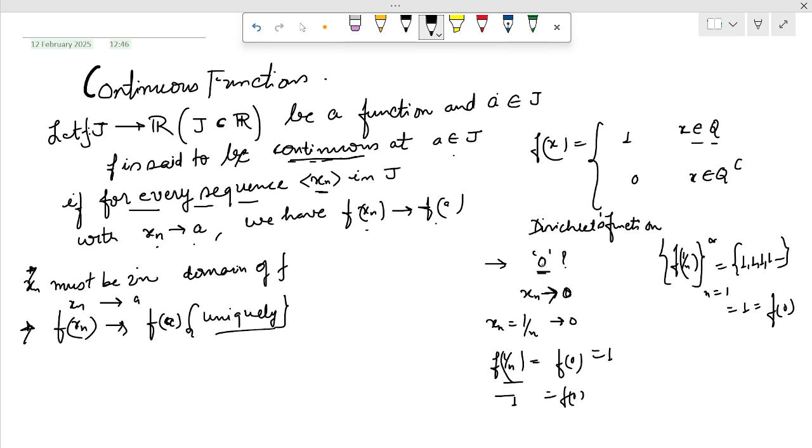But for 0, there may also be a sequence like this, which does not converge at all.